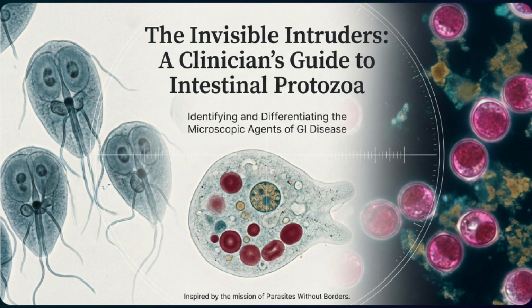As we peer through the lens into the microscopic world, our objective is to identify and differentiate the diverse agents of gastrointestinal parasitic diseases. These invisible intruders, unicellular eukaryotic parasites, present significant diagnostic challenges due to their size and the nuances of their morphology. Success in the lab and the clinic depends on your ability to distinguish a dangerous pathogen from a harmless bystander. Our mission today is to move beyond simple observation and into the realm of definite clinical identification.